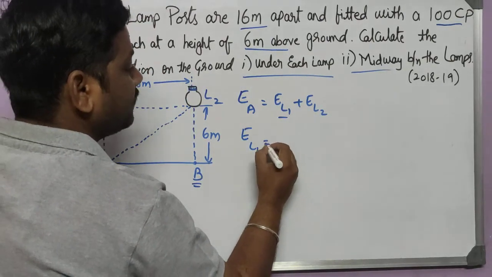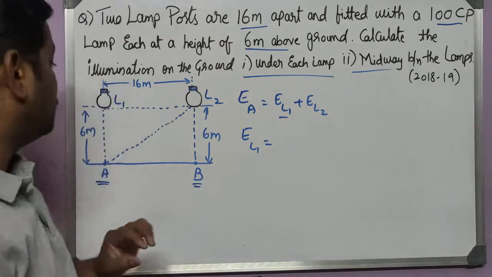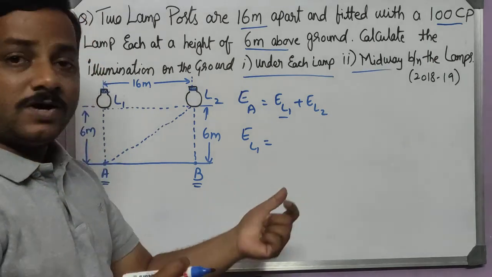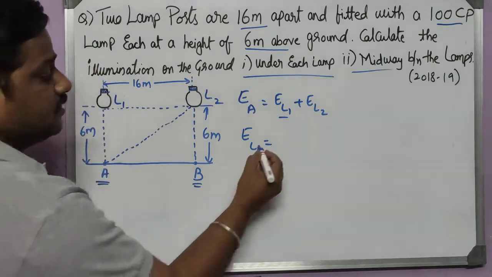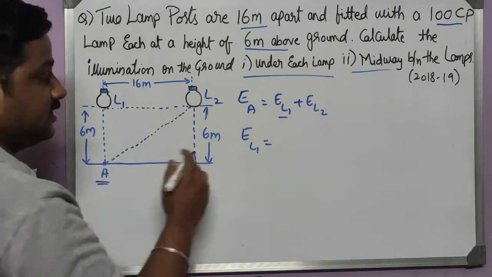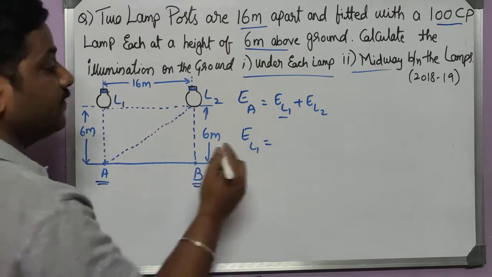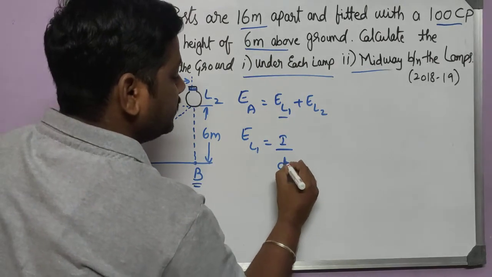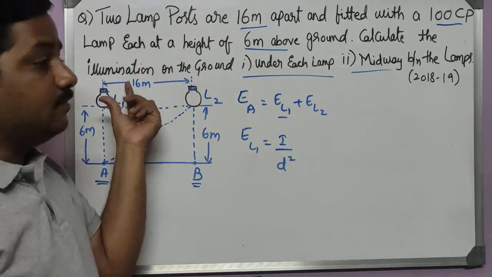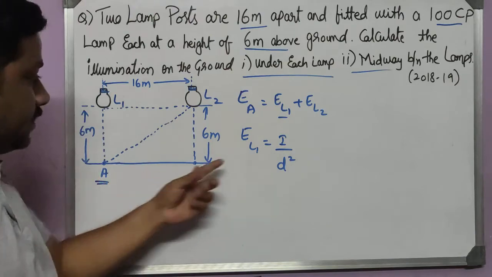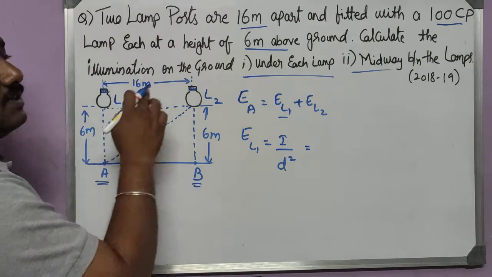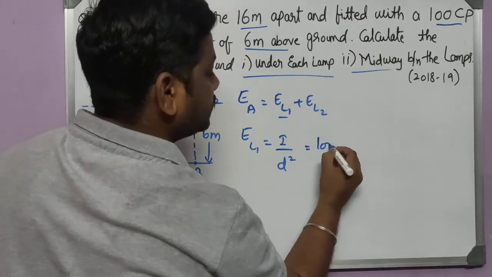Illumination due to lamp 1 at point A can be calculated using a simple basic formula that we obtained using the inverse square law. That is, the illumination at this point is inversely proportional to the square of the distance, and proportional to the candle power. So the formula is I by D square, where I is the intensity of a lamp, that is candle power, divided by the square of the distance. What is I here? I is the candle power, that is 100. It is given in the question directly.